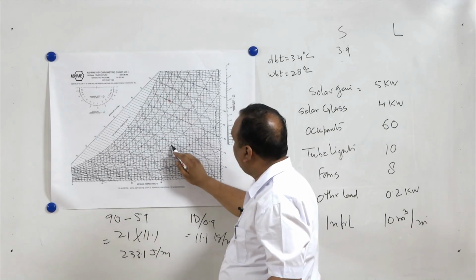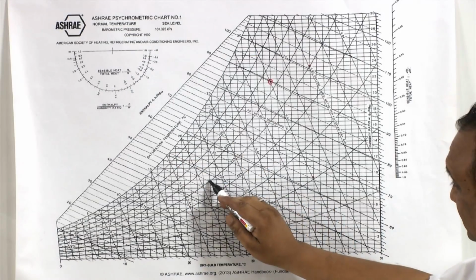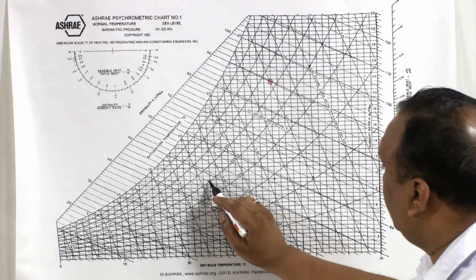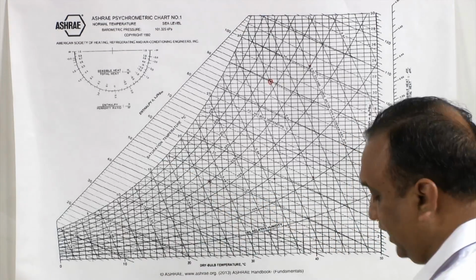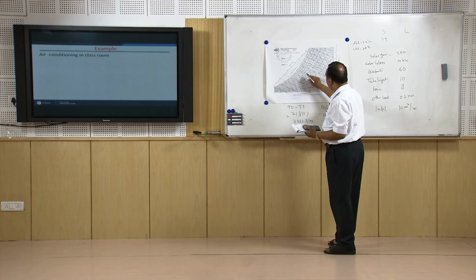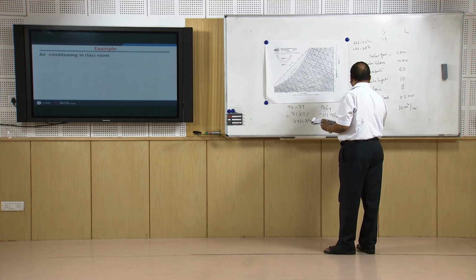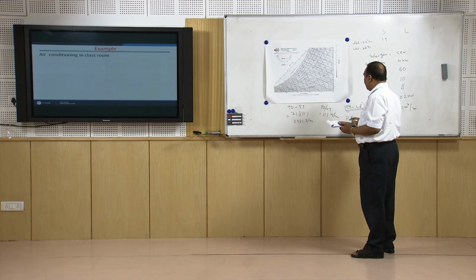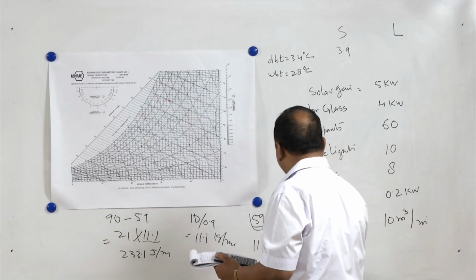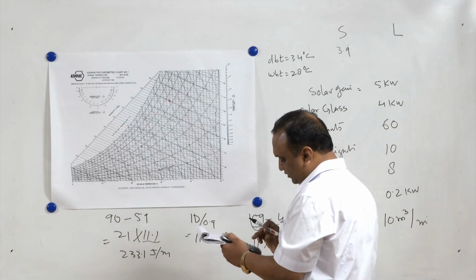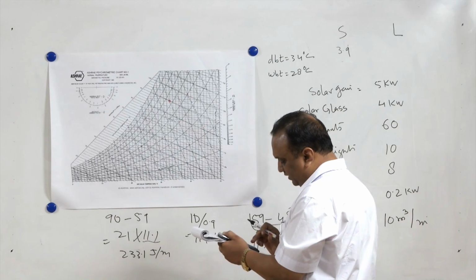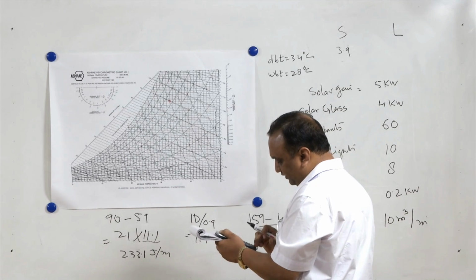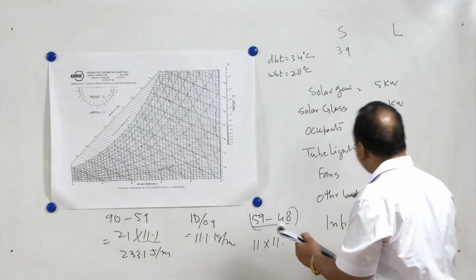Similarly, if you want to find the sensible heat addition by the infiltration air, enthalpy at this point is 48 and enthalpy at this point is 59. So 59 minus 48, this is the enthalpy difference, that is going to be 11 multiplied by 11.1, so 11 multiplied by 11.1 divided by 60. So the load will be around 2 kilowatt.